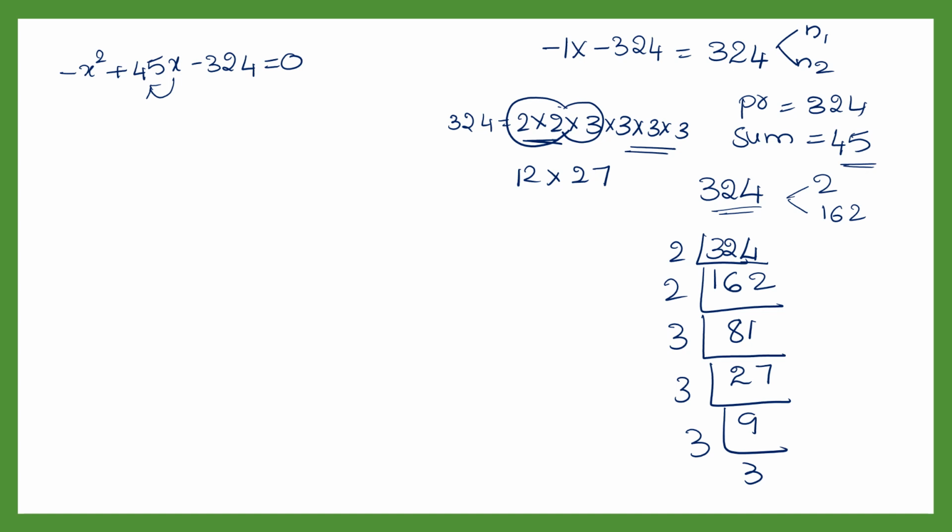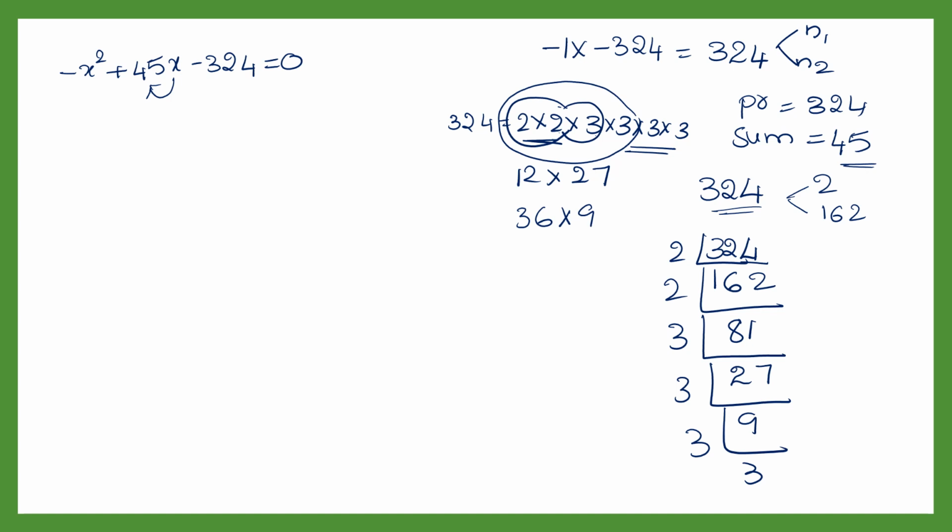Let's see another way. 3 3s are 9. 9 3s are 27. This we did. Now let's see. 2 2s are 4. 4 3s are 12. 12 3s are 36. If we take these 4 digits, 2 2s are 4, 4 3s are 12, 12 3s are 36. 3 3s are 9. 36 into 9 is 324.